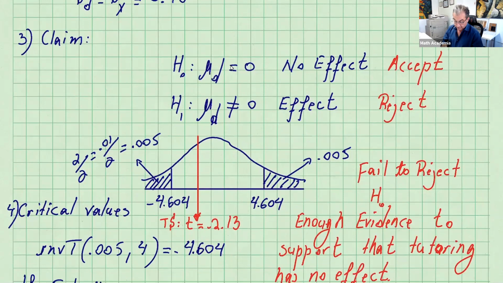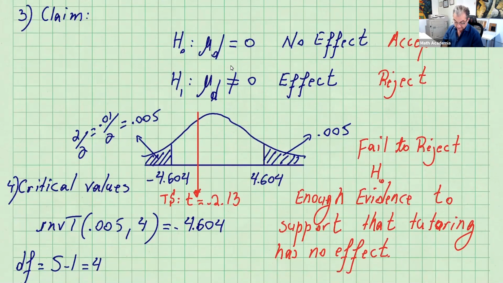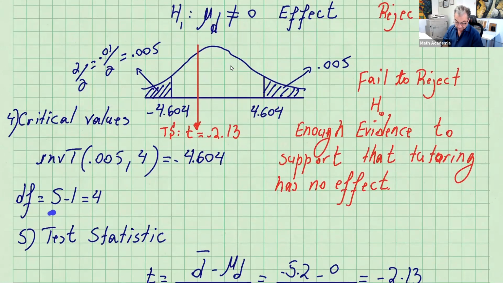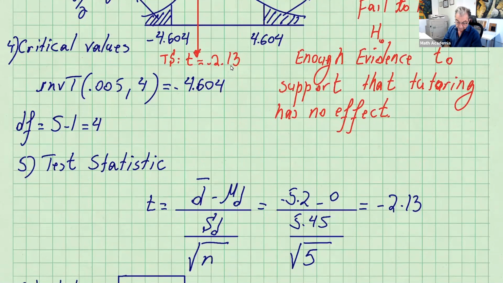So next we have to find the critical values. This is a t-test and it's two-tailed. For two-tailed, we always divide alpha by 2, so we get 0.05. Use your calculator, inverse the 0.05. Degrees of freedom is 5 minus 1, which is 4, and you get -4.604. And this one is positive 4.604. Degrees of freedom, I put it here for you.